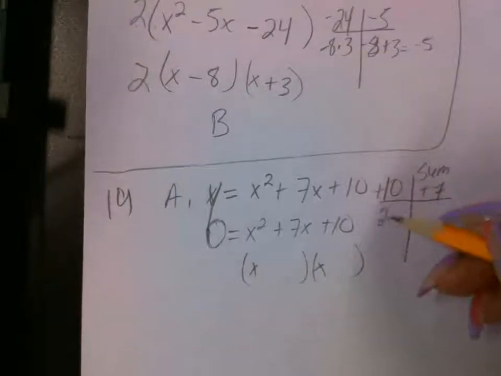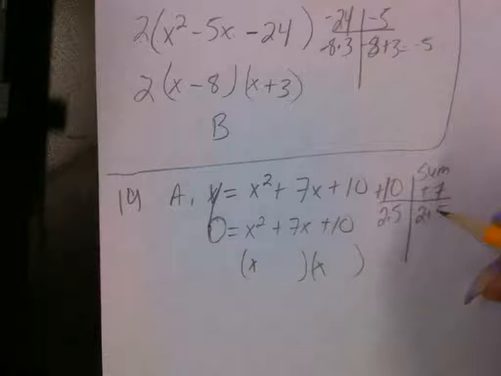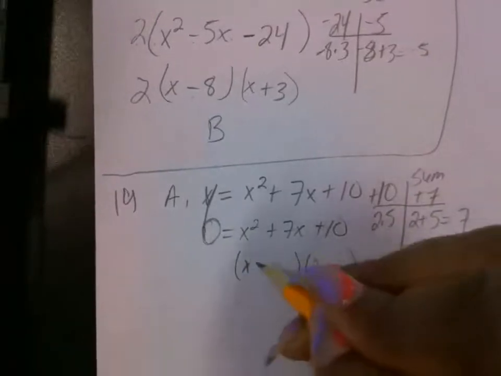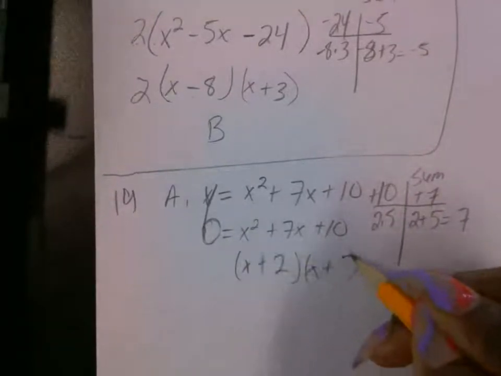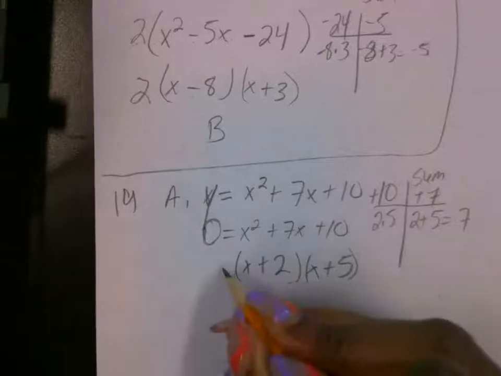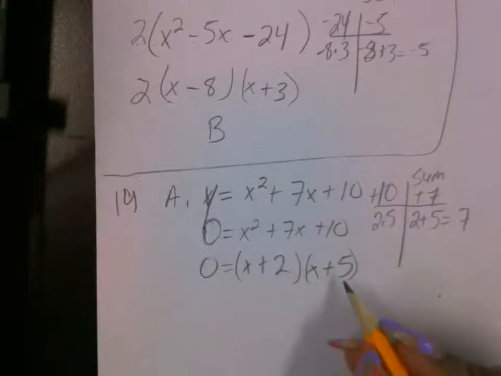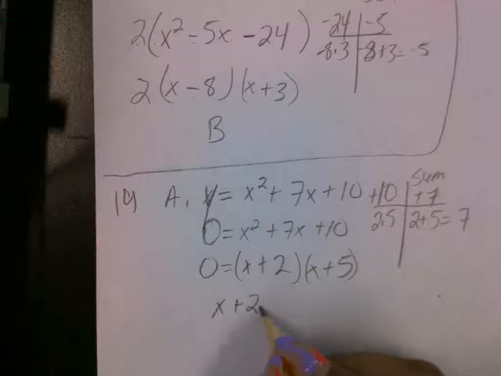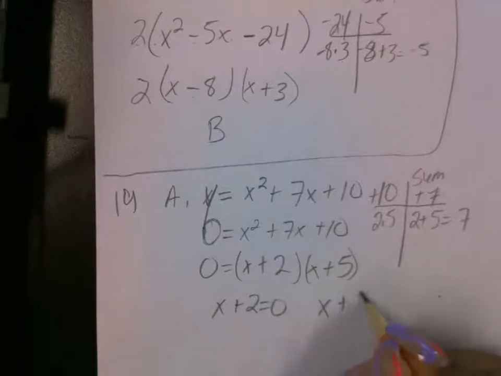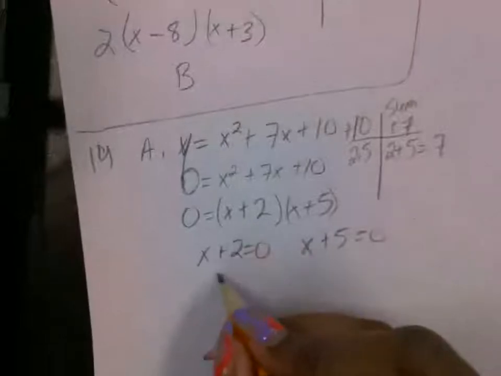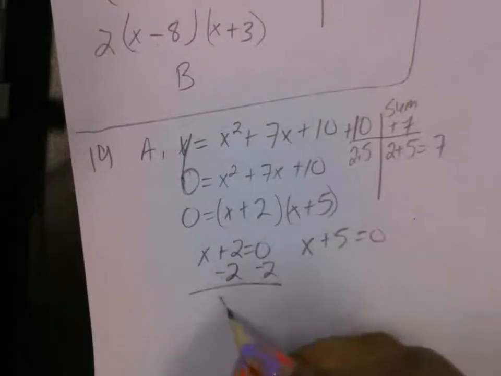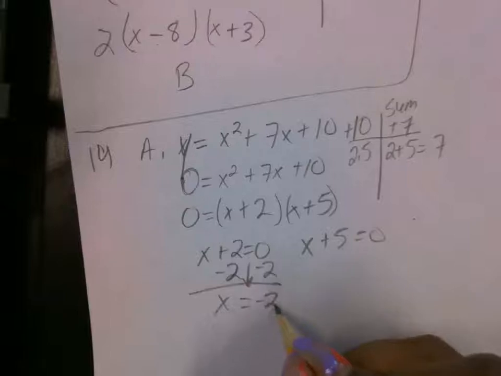So we have 2 and 5. 2 plus 5 is equal to 7. So we have plus 2 and plus 5. So now, in order to solve this, to figure out what the zeros are, you set each of these factors equal to 0. Okay? So when you set it equal to 0 here, you get minus 2, and that gives you x is equal to a negative 2.